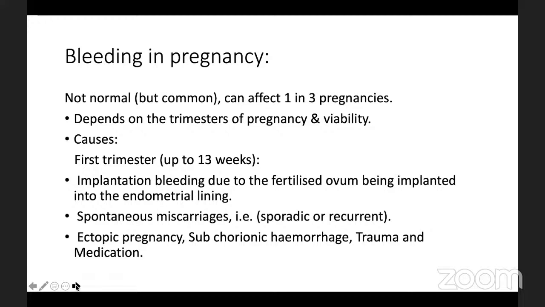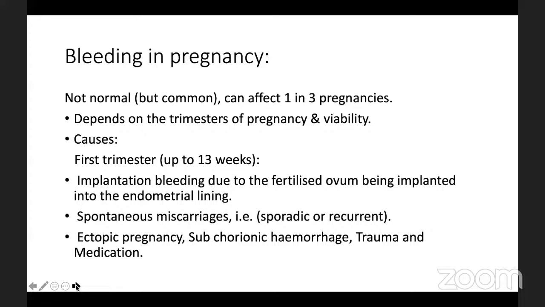So with bleeding in pregnancy, we know it shouldn't happen, but at the same time, we do know that it's common. And it's very common. I mean, it affects about 1 in 3 of pregnancies. And with this, it depends on the trimesters of pregnancies and viability.